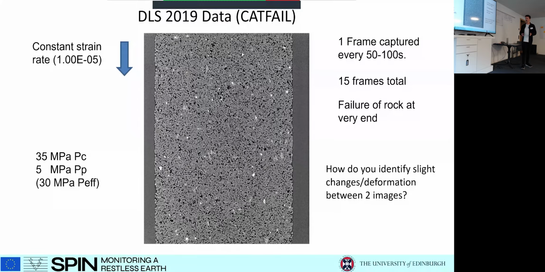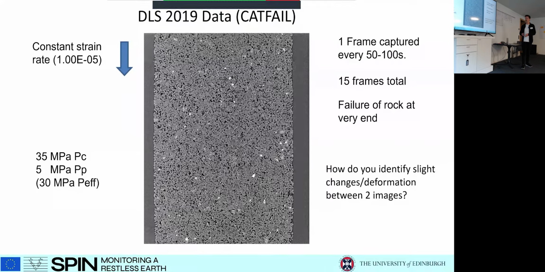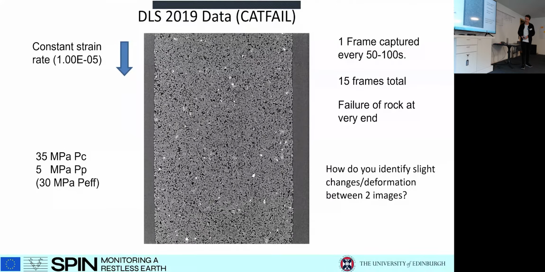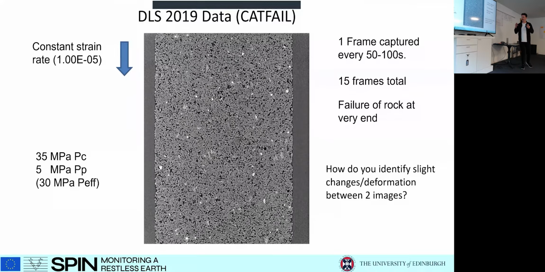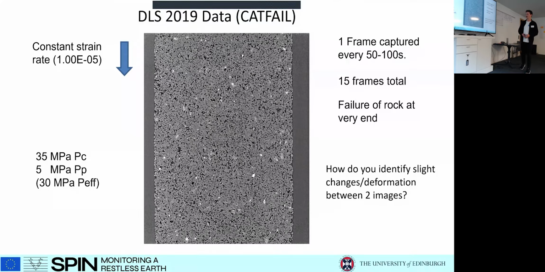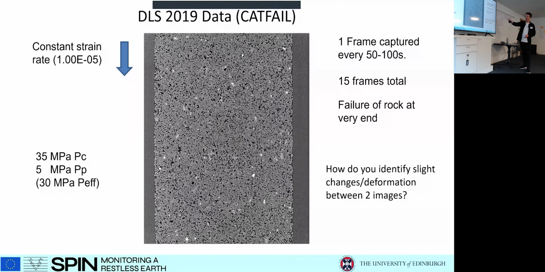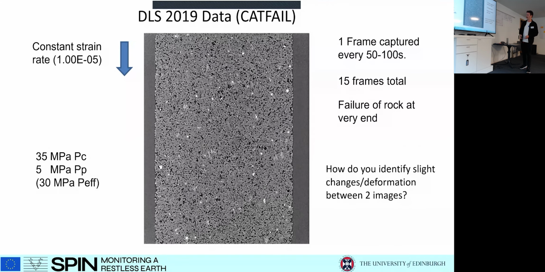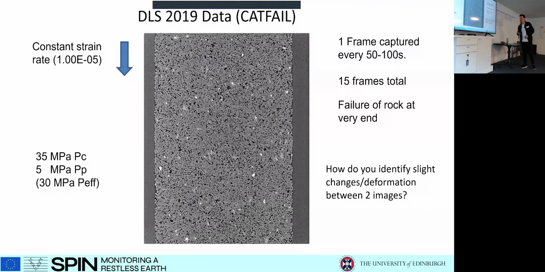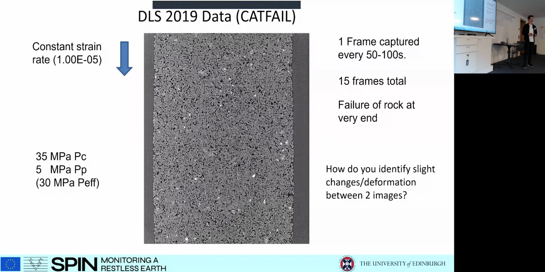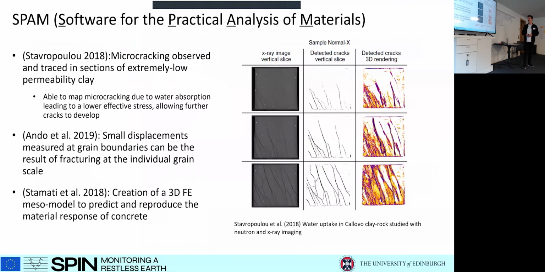So this is a slice of one of those 3D tomographies. We've got 15 frames, and right at the end, you might be able to see that the rock starts to completely fail. It's hard to see, but there's a few shear bands that occur sort of in this direction right at the end, but to be honest, it's quite hard to determine frame by frame what exactly is happening at the grain scale.